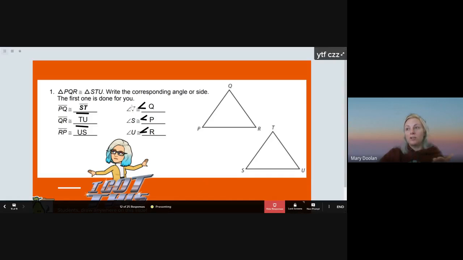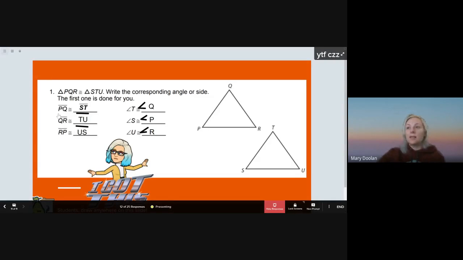So when you come over here to do the angles for T, well, I know that T is in the middle, so I need to use the corresponding letter in the middle, which is Q. S is at the beginning, so I need to use the letter at the beginning on the other triangle, which is P. U is at the end, so then I have to use R.